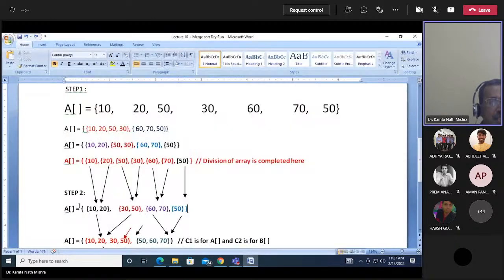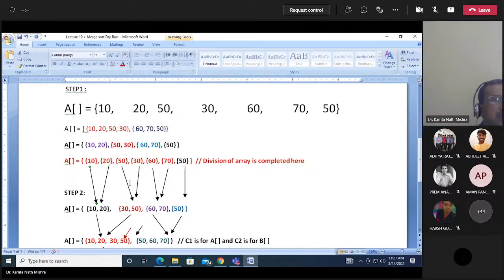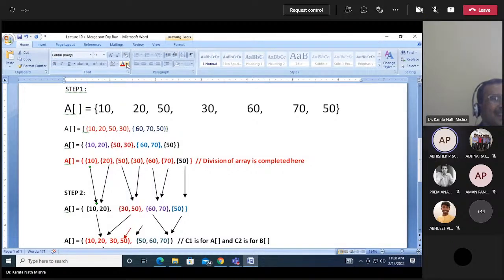Abhishek Pramanik, can you tell me what is happening in step 2? You see the first 2 arrows. Sir, in step 1, step 2, we are making a division of 10 and 20. No, means we are making... Are we dividing or we are merging? Sir, merging, sir. Sorry, merging.